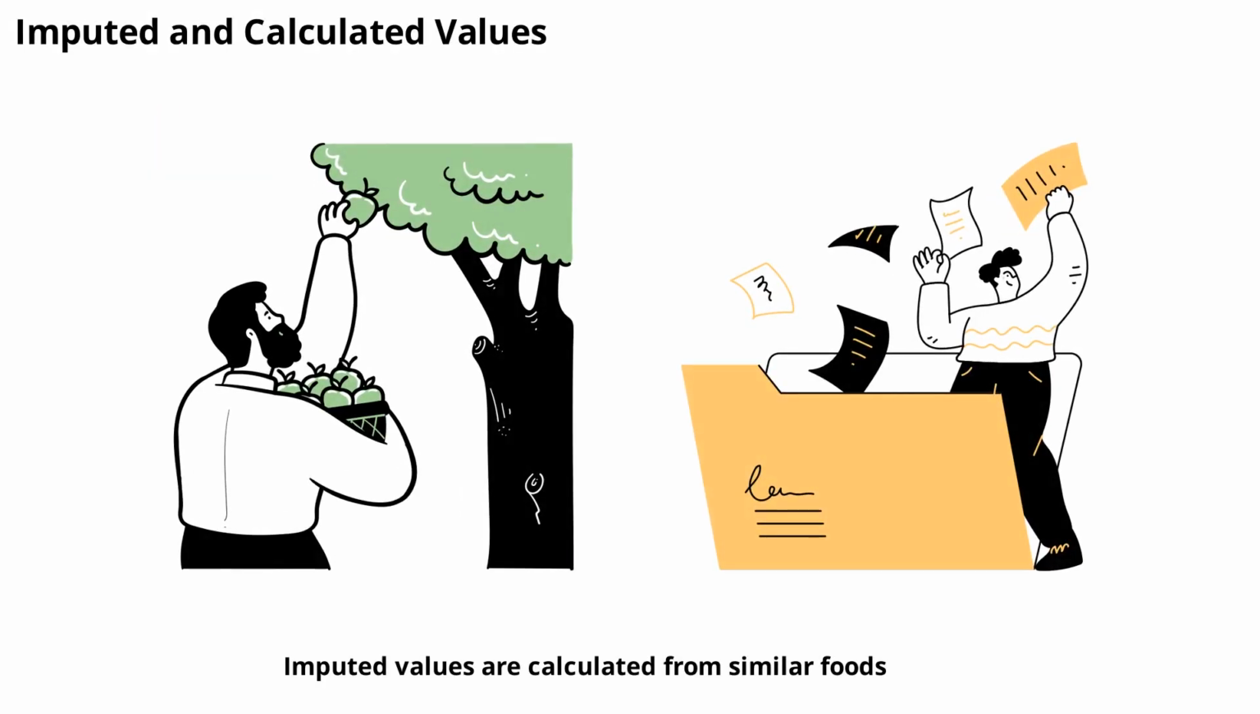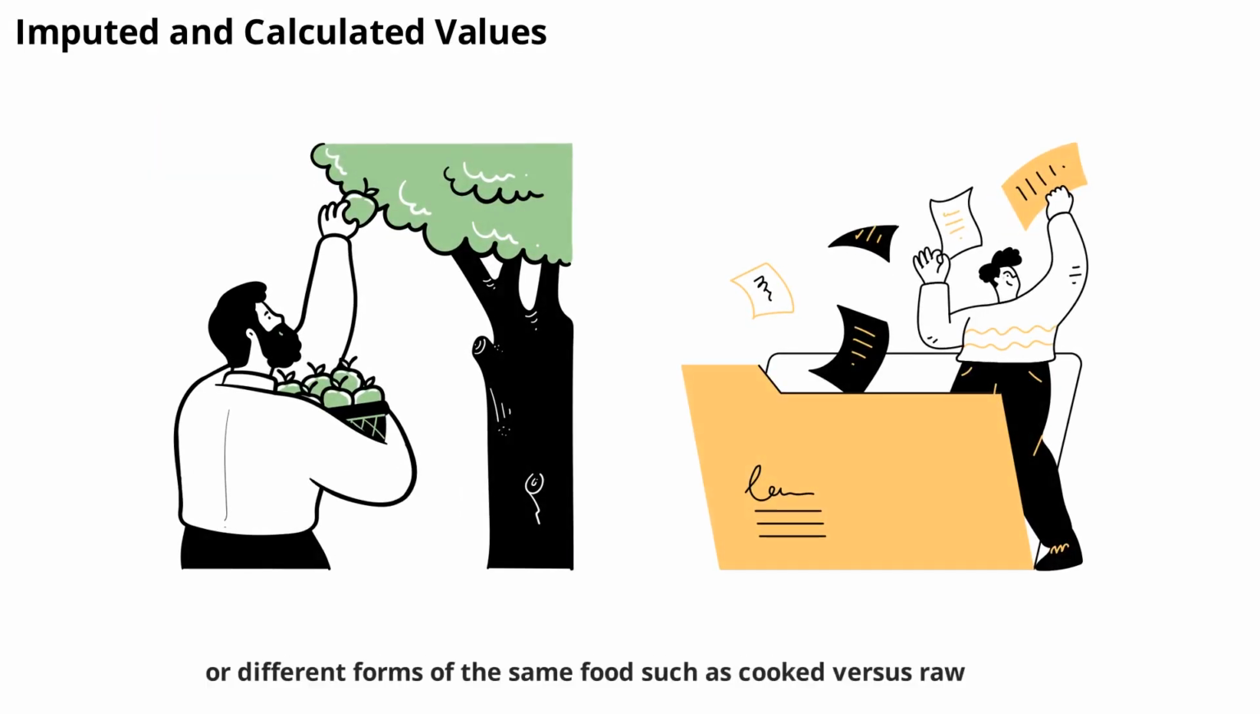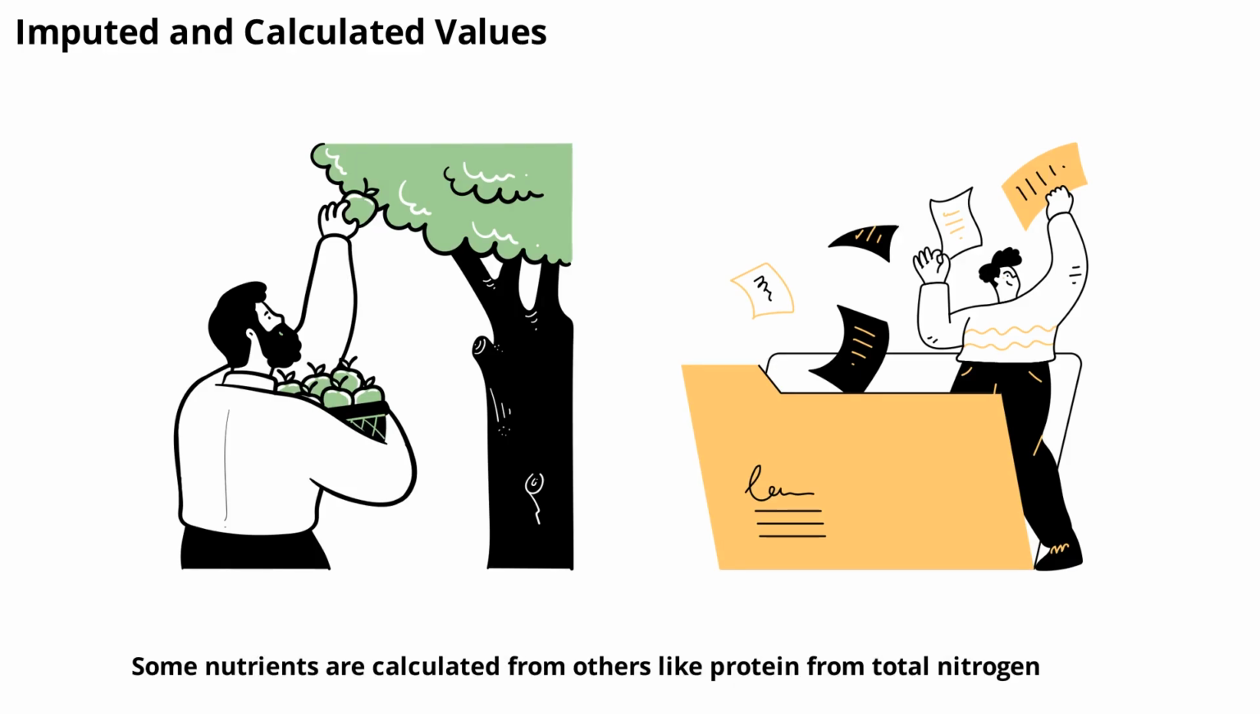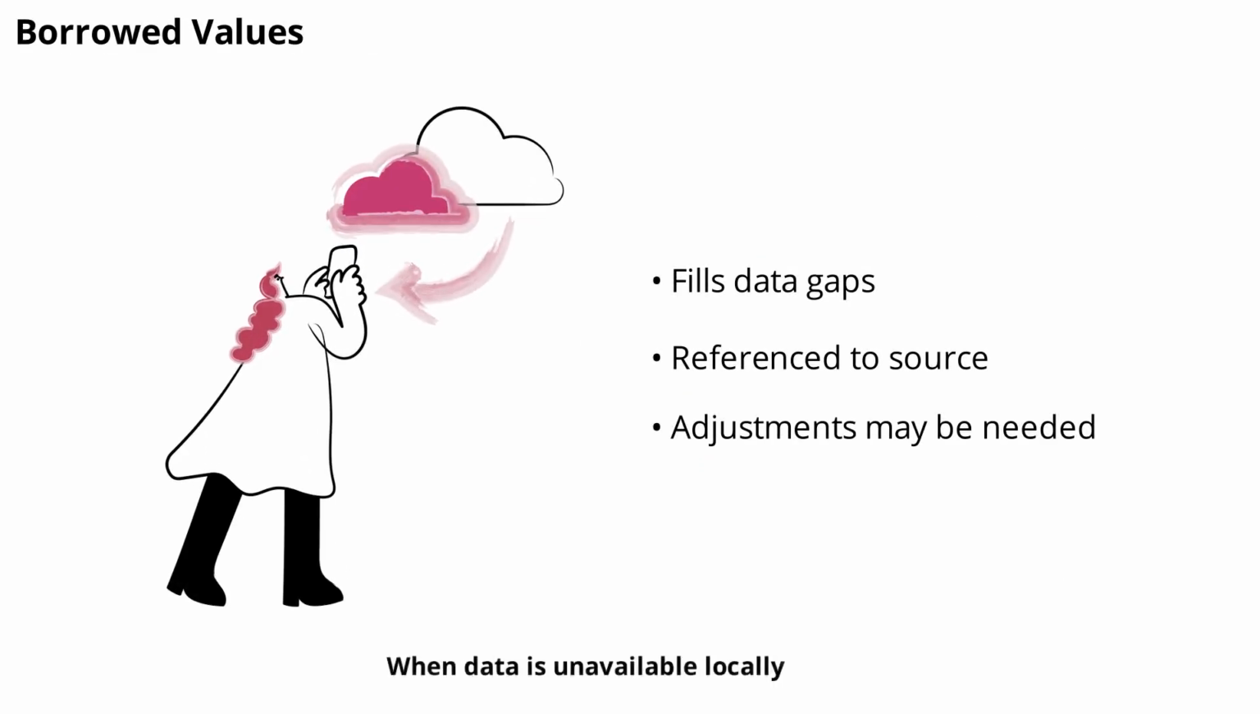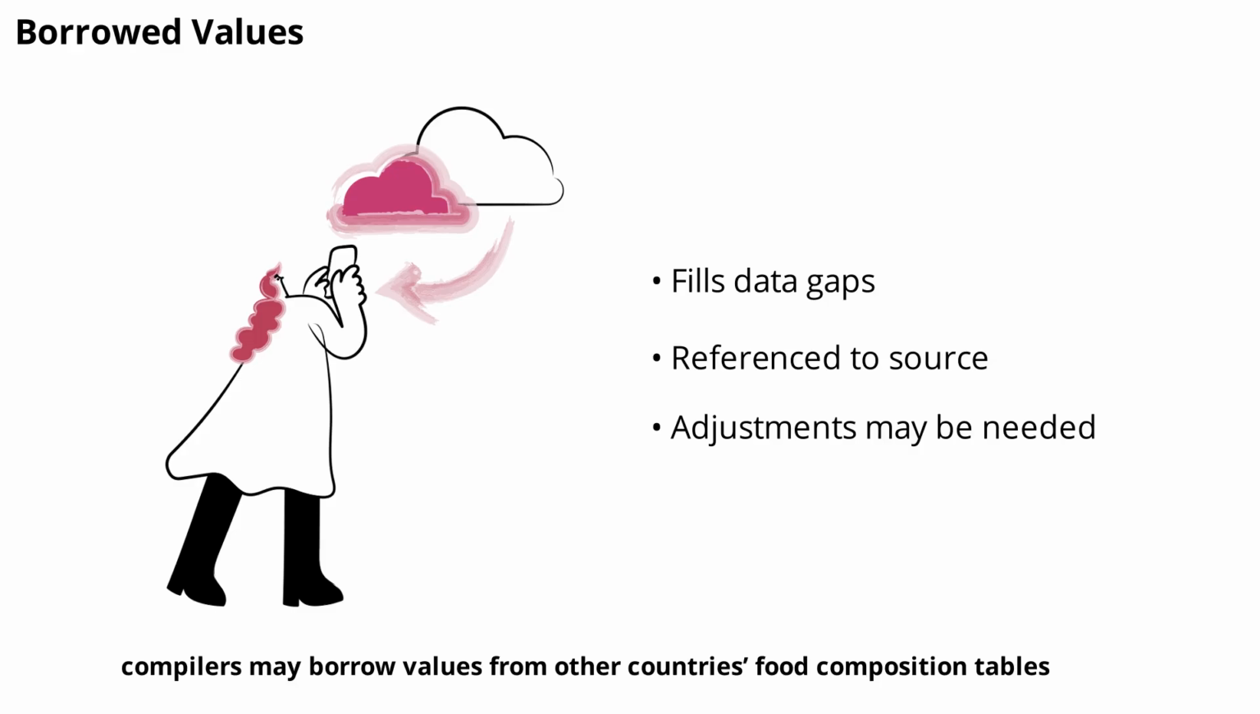Imputed values are calculated from similar foods or different forms of the same food, such as cooked versus raw. Some nutrients are calculated from others, like protein from total nitrogen. Calculated values often come from recipes, adjusting for cooking losses. While these methods help expand data coverage, they may not always match foods prepared by individual consumers, so users should interpret them with care. When data is unavailable locally, compilers may borrow values from other countries' food composition tables.